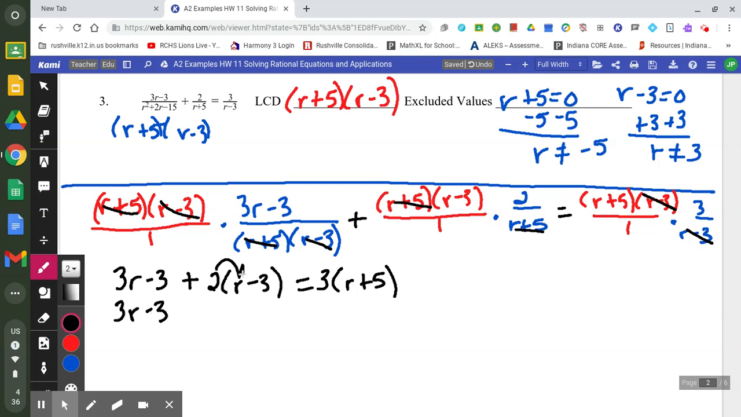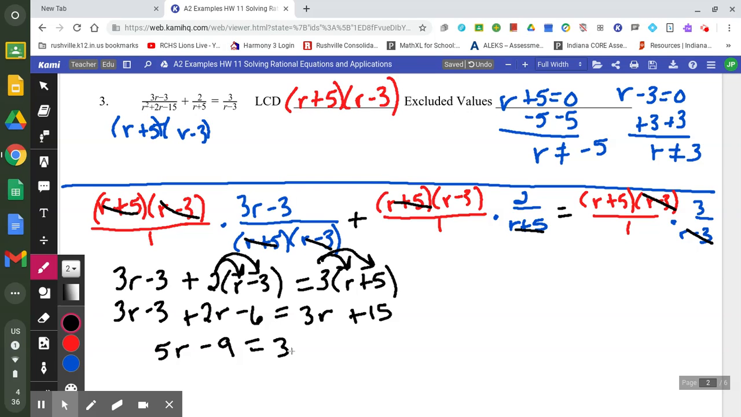So 2 times r and 2 times negative 3, and then 3 times r, 3 times 5. So on the left side of my equal sign, I have some terms that are alike that will combine. So 3r plus 2r gives me 5r. Negative 3 minus 6 gives me negative 9 equals 3r plus 15.